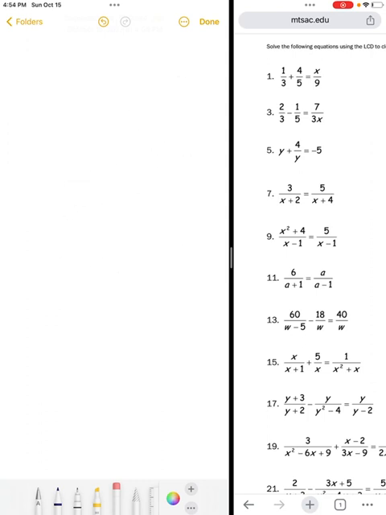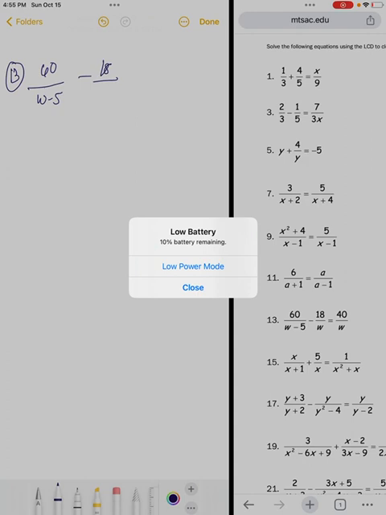Okay, let's try number 13. So let's have number 13. So number 13, I have this 60 over W minus 5 minus 18 over W.